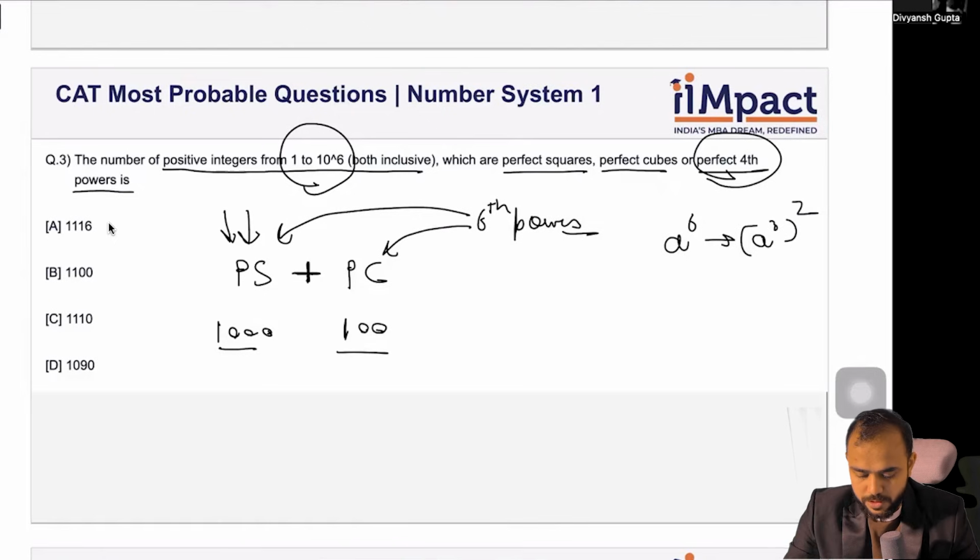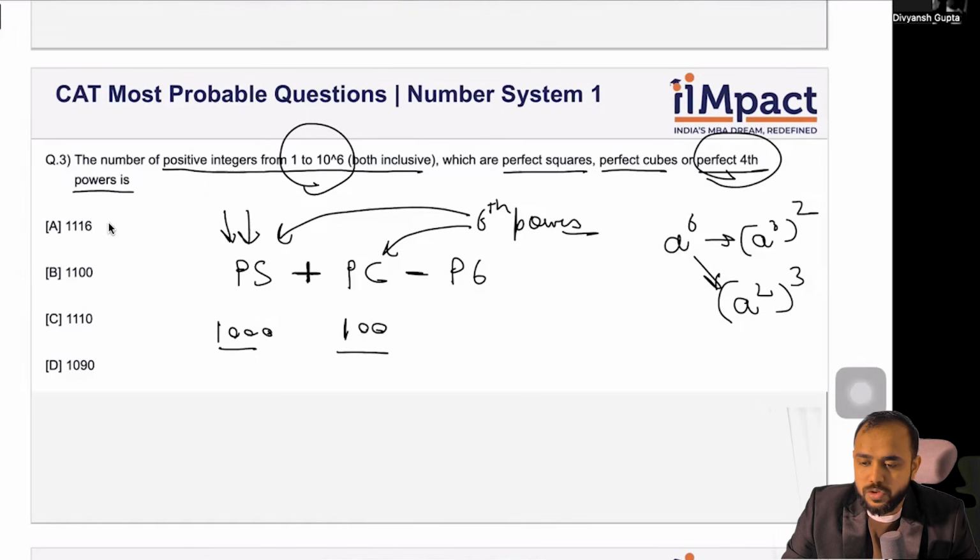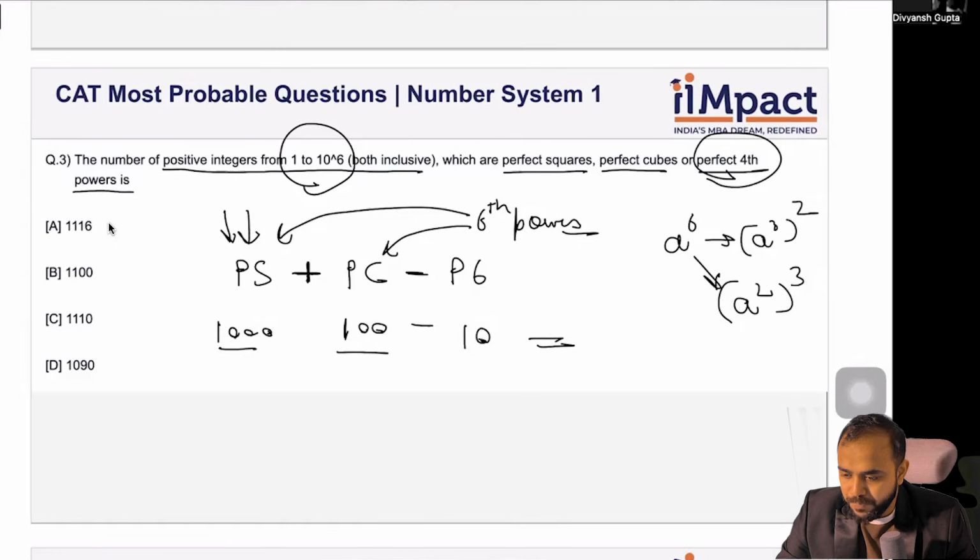It is a perfect square of a cube, and it is also a perfect cube. It is the perfect cube of a square. So these have been included twice, and I will have to subtract this. So perfect sixth powers have to be subtracted. The number of perfect sixth powers will be 10 to the power 6 raised to the power 1 by 6. So that will be 10. So our answer for this will be 1100 minus 10, that is 1090. So option D will be your answer.